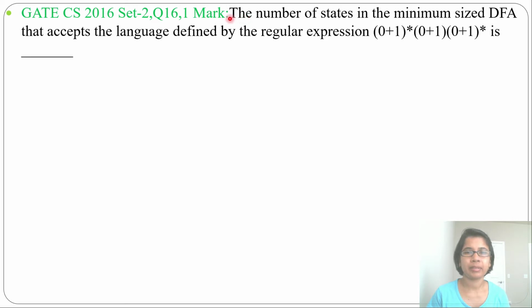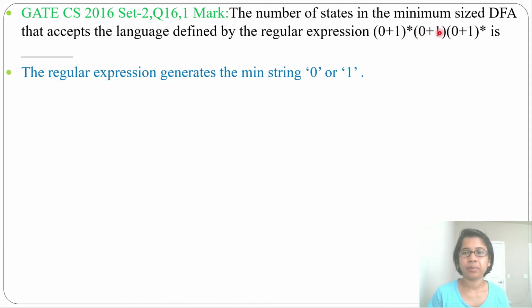Let's read the question. The number of states in the minimum size DFA that accepts the language defined by the regular expression (0+1)*(0+1)(0+1)* is dash. It is asking the number of states in the minimal DFA for this regular expression.